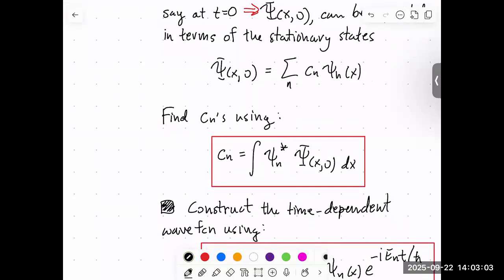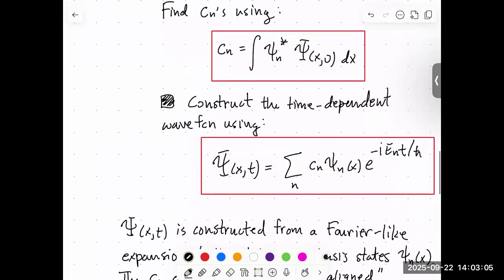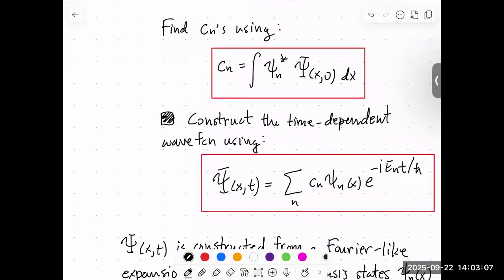Since this is expanded in terms of the stationary states, we were using the orthogonality property, where the integral of psi star n times psi m is going to be 1 only when n is equal to m. Otherwise, those are going to vanish. That's what makes these integrals easy to do. It's this orthogonality property.